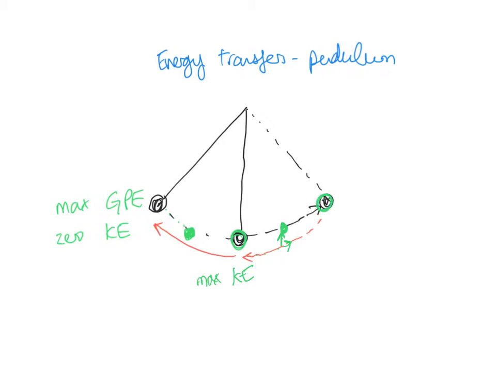And again, by the time it reaches the top here, it's got the most gravitational potential energy it's going to get, because that's as high as it's going to go, and it's going to have zero kinetic energy because it's paused as it's reached the top.